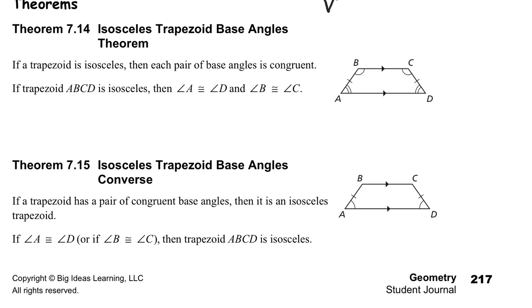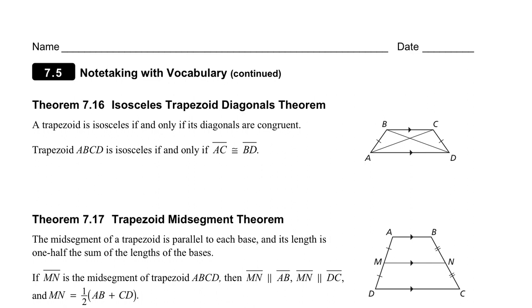Then you have the converse. It says if a trapezoid has a pair of congruent base angles, then you have an isosceles trapezoid. So if you see the base angles are congruent, we can prove that we have an isosceles trapezoid based on the converse. Next page, here we go.